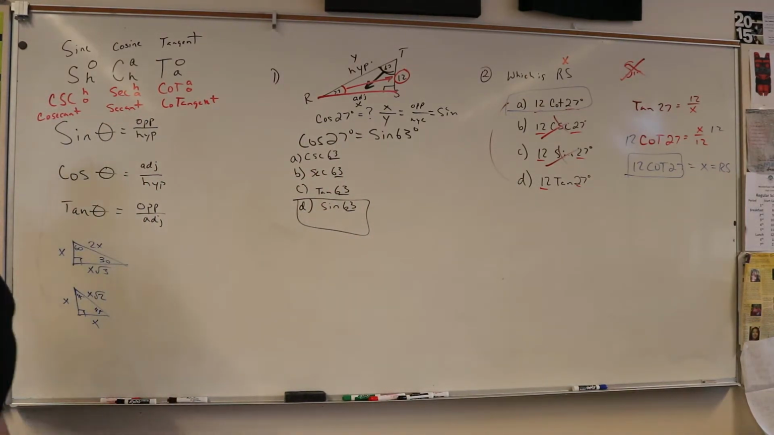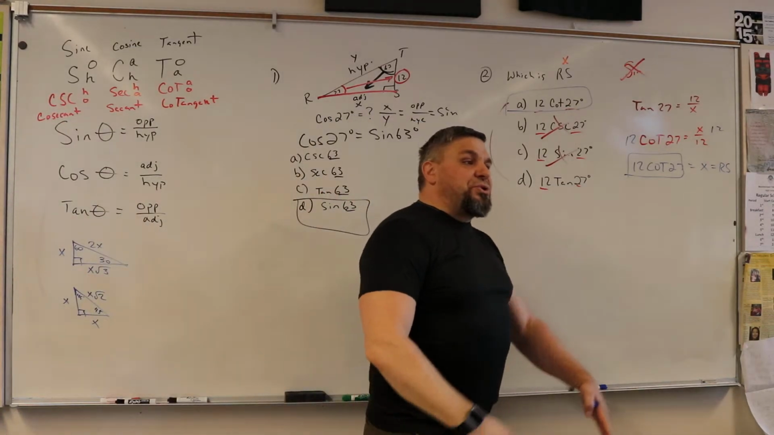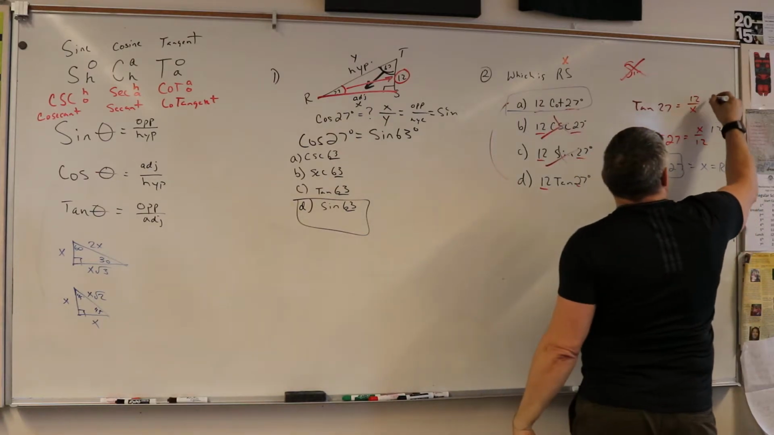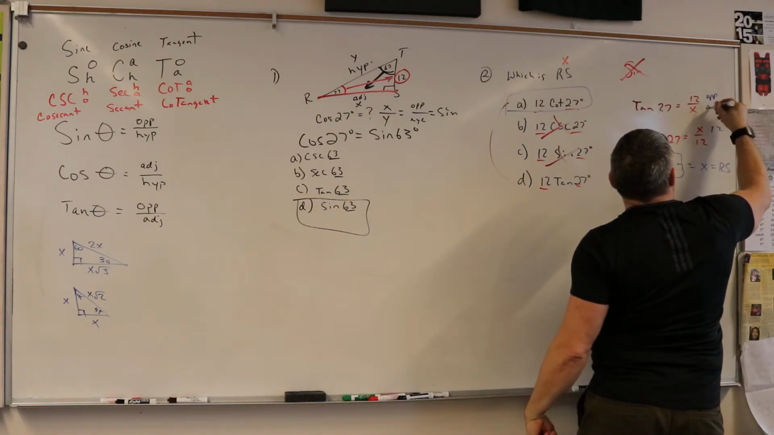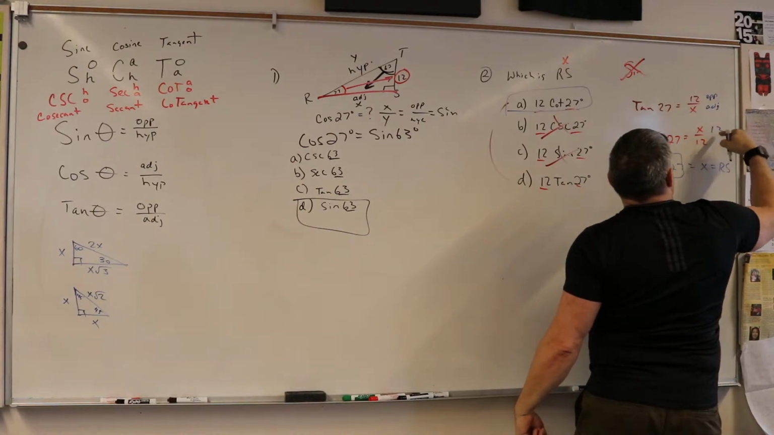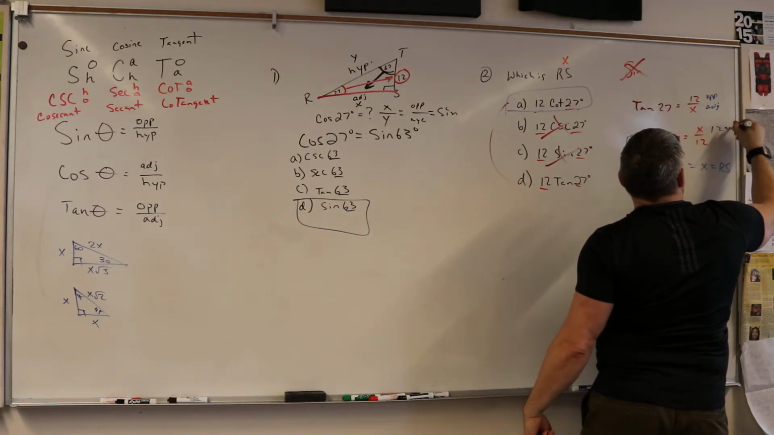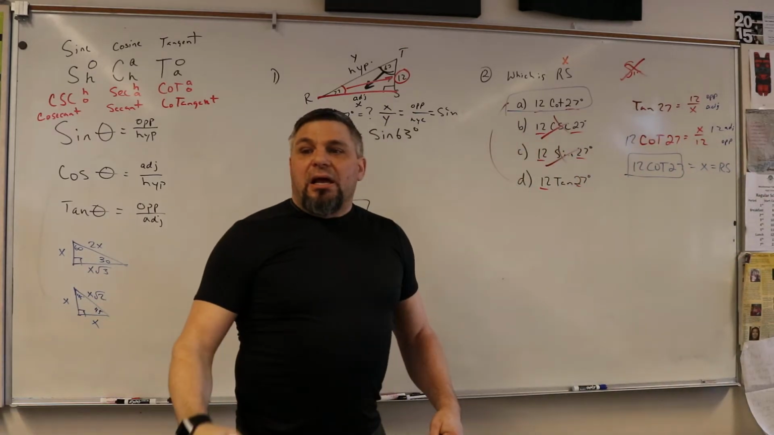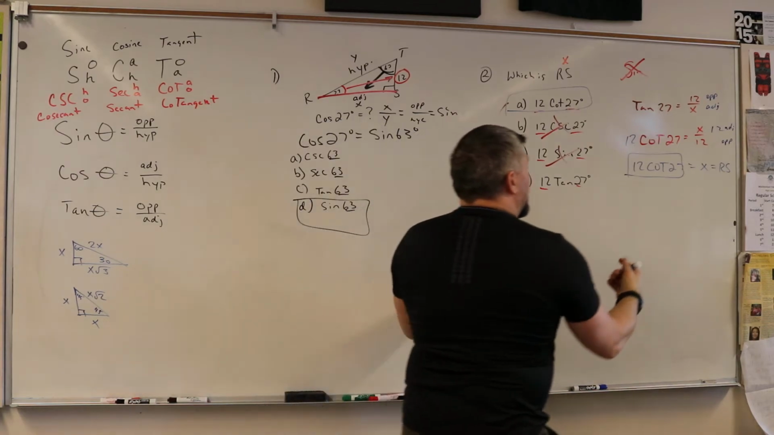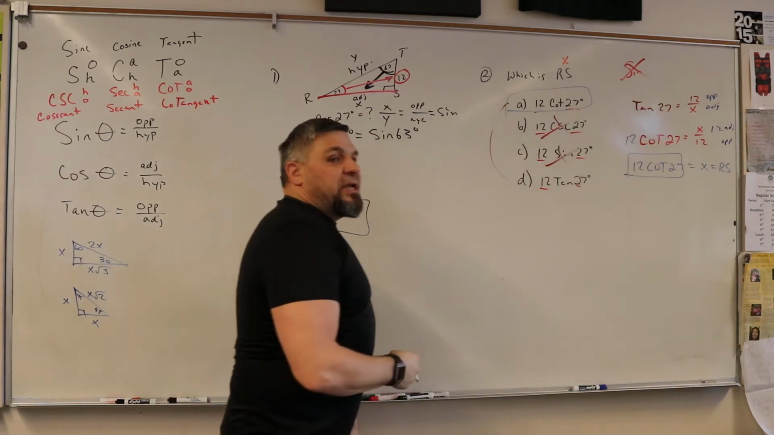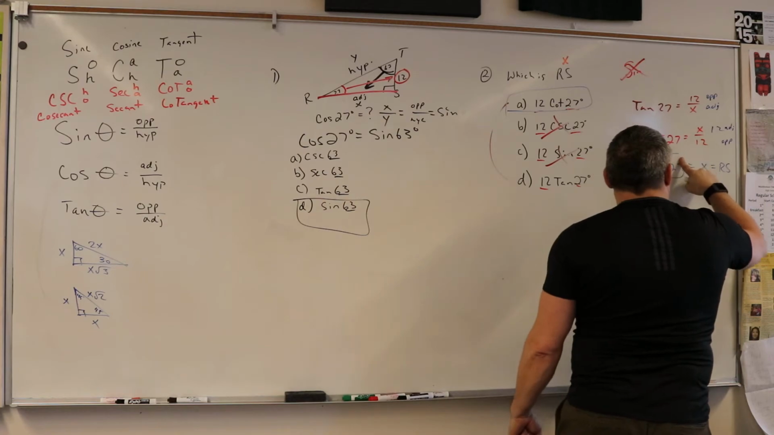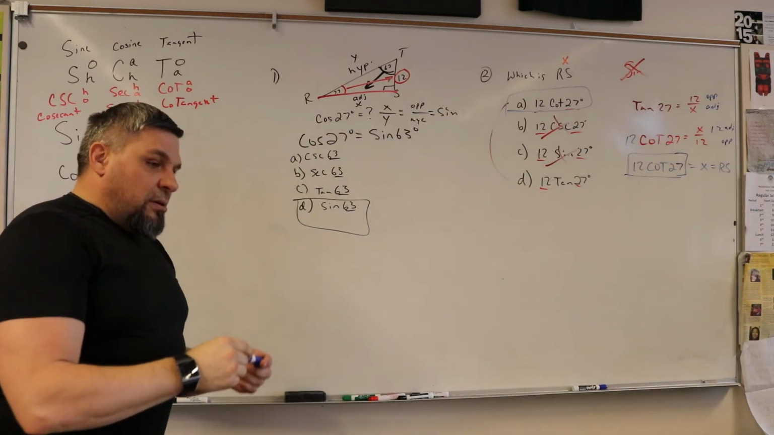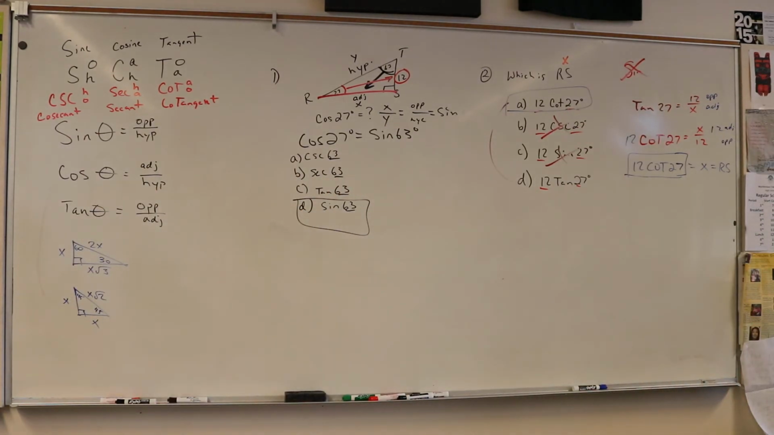And that's what they want you to do. They want you to use what you know, opposite over adjacent, adjacent over opposite. And then if you solved it, it would be 12 cotangent 27. Sorry I put that 27 like that. And that's 1 and 2.